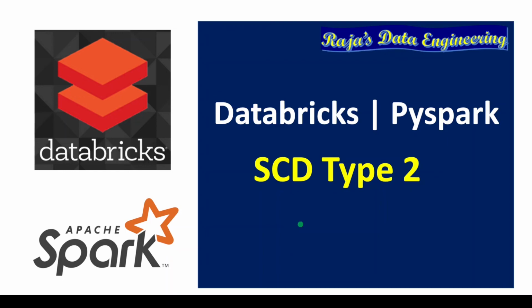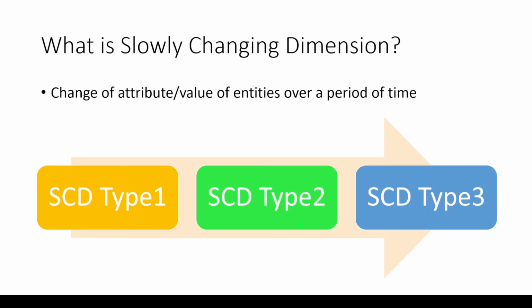In this video, I am going to explain how to perform SCD Type 2 operation in Delta Lake while developing a Databricks solution. What is slowly changing dimension? Slowly changing dimension is one of the very important concepts in data warehousing solutions. Slowly changing dimension is nothing but change of attribute or value of entities over a period of time.